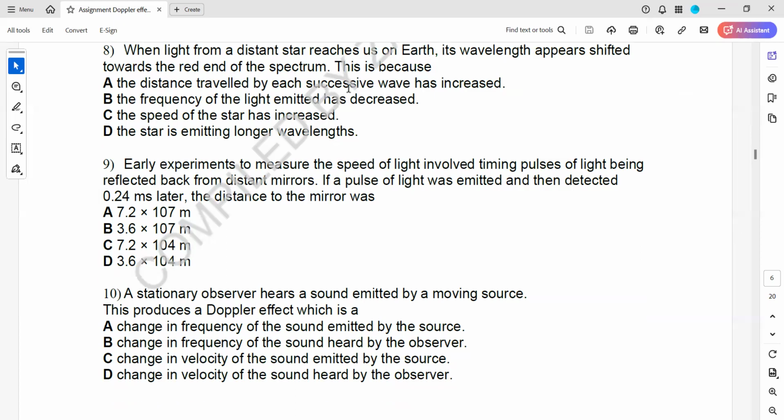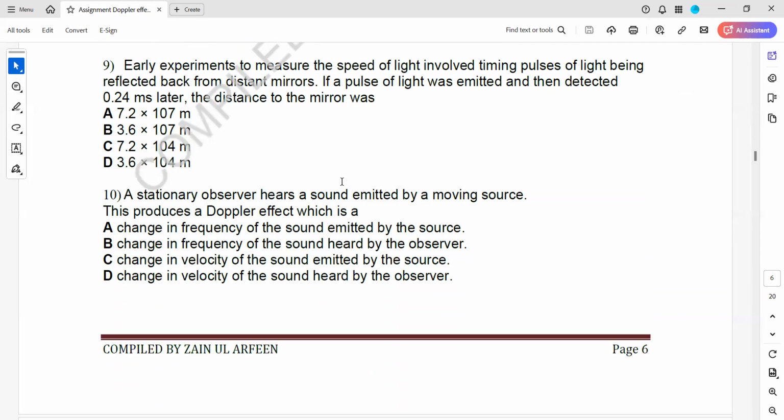In question 9, the early experiment to measure the speed of light involved timing a pulse of light reflecting back from a distant mirror. If the pulse of light was emitted and detected 0.24 milliseconds later, what is the distance between the mirrors? So we send the pulse, and we receive it back.